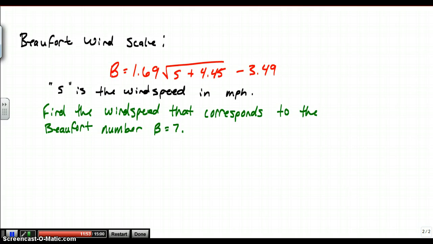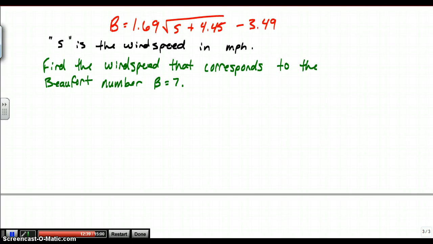All right, and the last part is a word problem. And this word problem deals with the Beaufort wind scale. This is the wind scale they use to measure wind, believe it or not, or storms across the ocean, like hurricane speeds, typhoon speeds, stuff like that. And in this example, we have the equation B, which is the Beaufort number, equals 1.69 times the square root of S, where S is the wind speed, plus 4.45, and then minus 3.49. And we're going to figure out the wind speed that corresponds to the Beaufort number B equals 7, which is like a tropical storm.